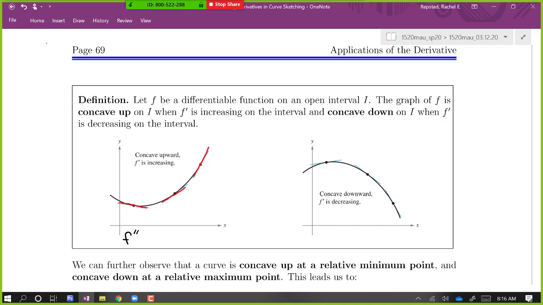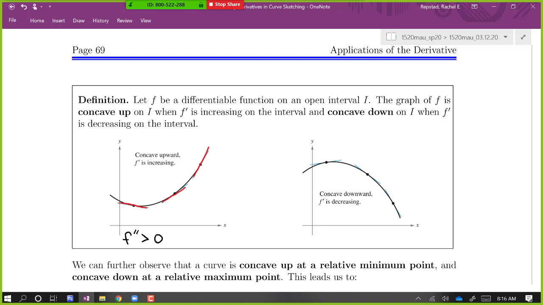Positive. Yeah, its derivative would be positive. So if f prime is increasing, then its derivative, which is f double prime, is positive. And that tells us that when a curve is concave up, then f double prime, the second derivative of that function, will be positive. Similarly, over here on the right side, we've got this curve that's concave down.